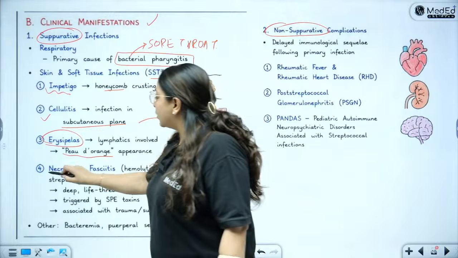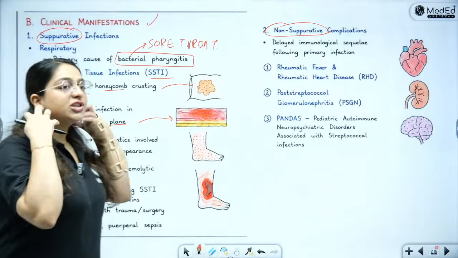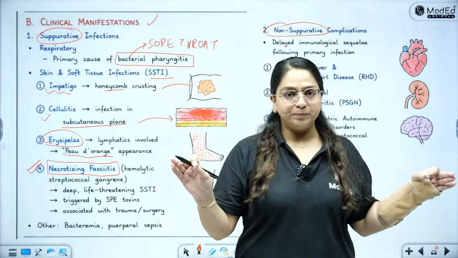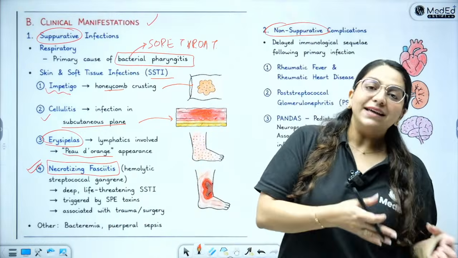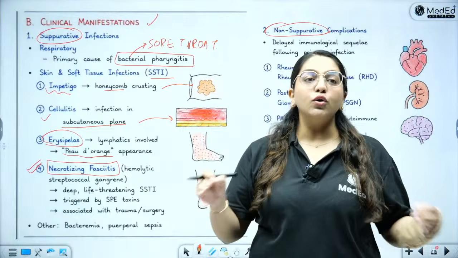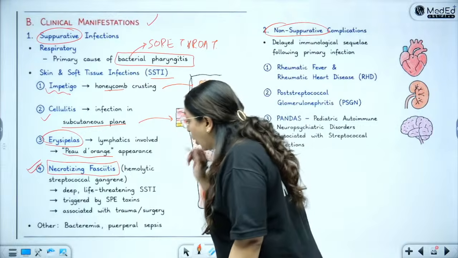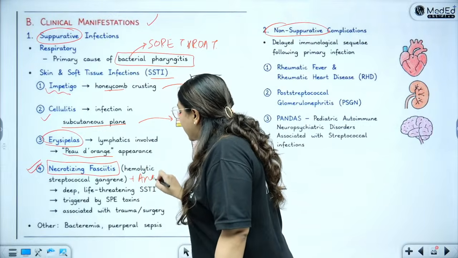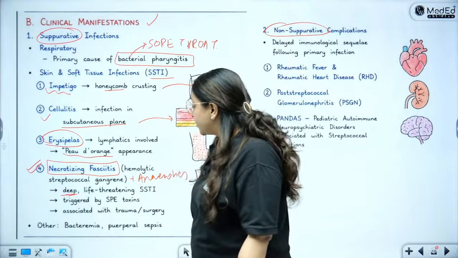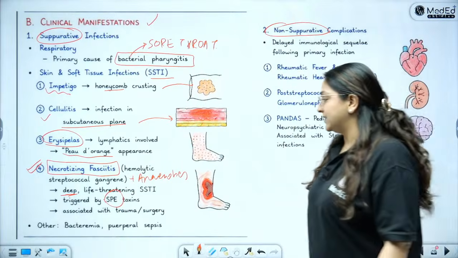Then there is necrotizing fasciitis, and it is this disease which has earned the bacterium the name of flesh-eating bacteria. It does not cause it alone. Necrotizing fasciitis is gangrene, necrosis of the fascia. It happens along with certain other anaerobes. So your group A Streptococcus along with some anaerobes will lead to necrotizing fasciitis, which is a deep, life-threatening skin and soft tissue infection triggered by, of course, the streptococcal pyrogenic exotoxin. It is associated with trauma, surgery, etc. ठीक है?